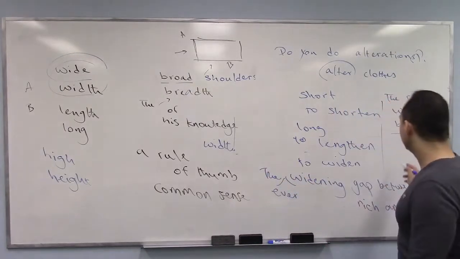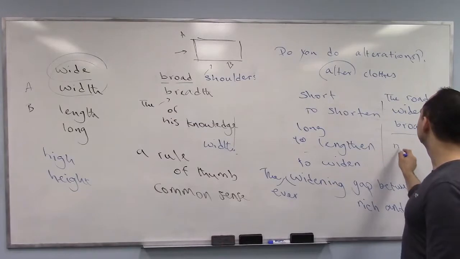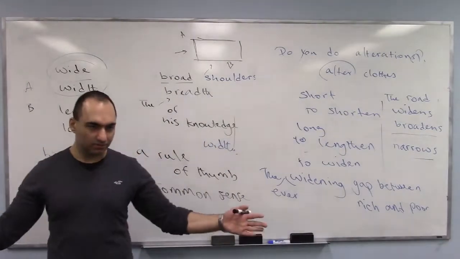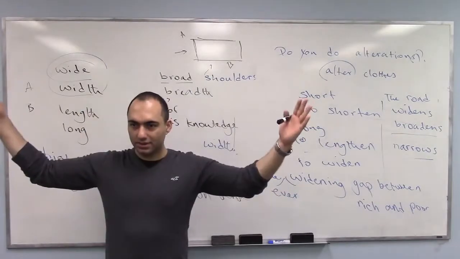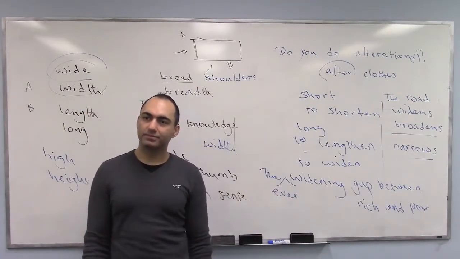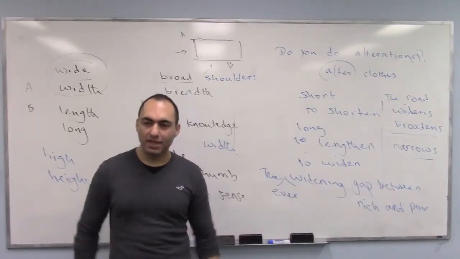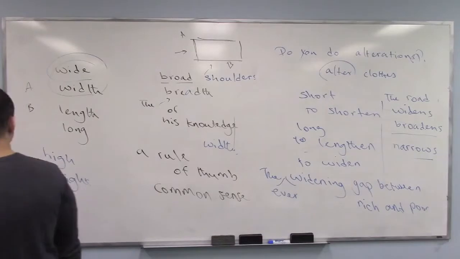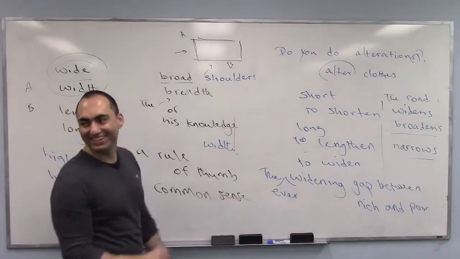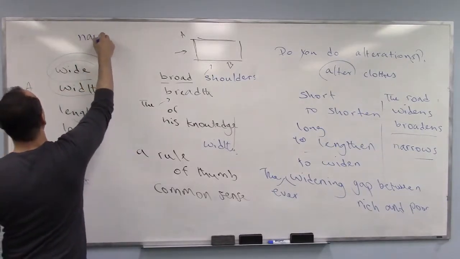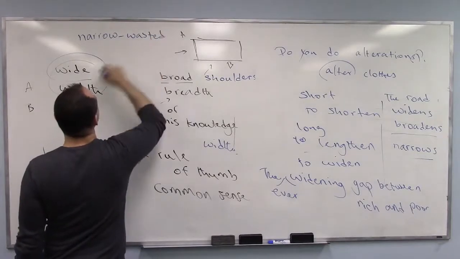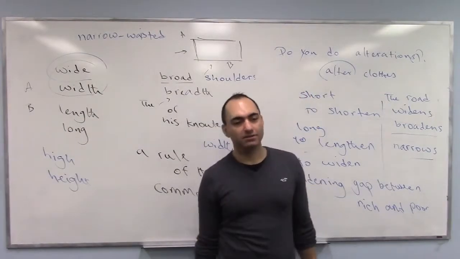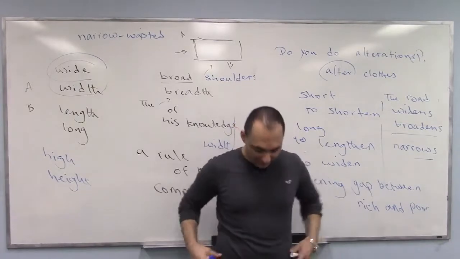What's the opposite? Narrows. So, broad, narrow. Broad-minded, narrow-minded. And the opposite of wide is also narrow. Narrow-waisted. Have you seen narrow-waisted people? Do you like narrow-waisted guys? Like this really narrow waist. Okay, not really narrow waist, but their waist is just like this, fit.